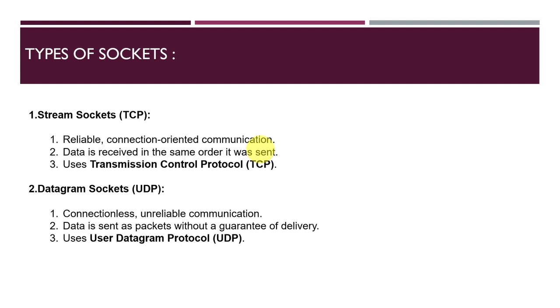Second is the datagram socket. A datagram socket is connectionless, unreliable communication. Second, data is sent as packets without guarantee of delivery. And third, it uses the User Datagram Protocol. As we know these properties of UDP, the datagram socket uses the User Datagram Protocol. We can explain the points mentioned for stream socket and datagram socket in more detail in a further slide.